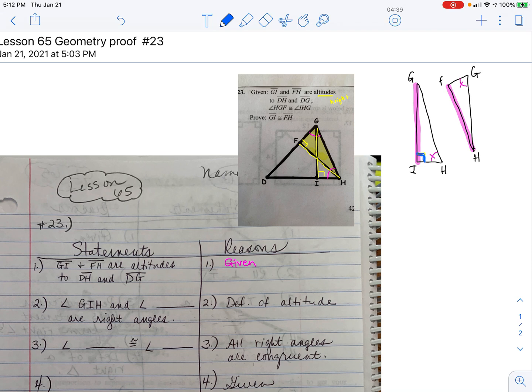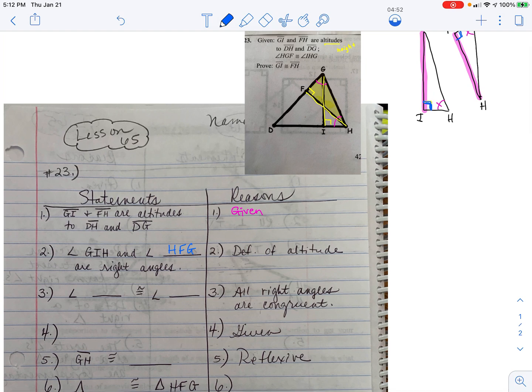That's a right angle. And this would be a right angle right here. And that would be HFG. Okay, and that's the definition of an altitude. So just remember when an altitude comes down, it comes down straight, hitting the opposite side, creating right angles. Alrighty, step number 3.